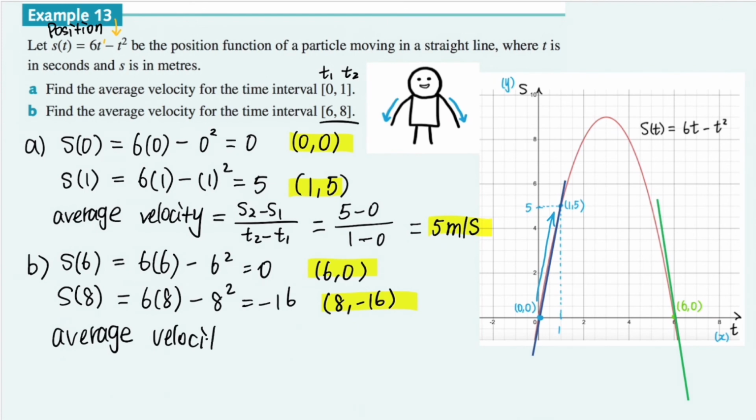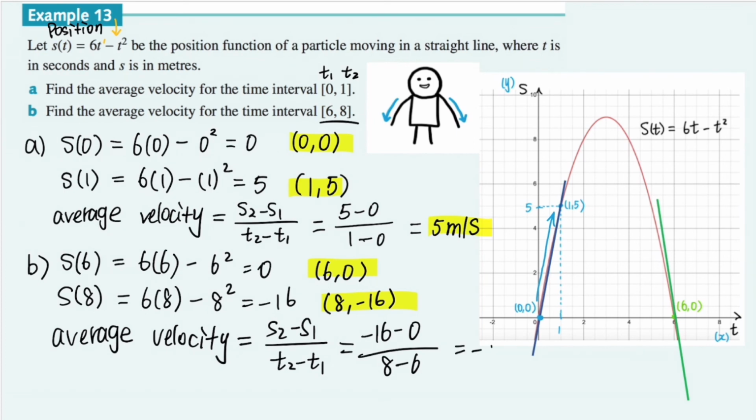Using these 2 points, we're going to find the average velocity for the time interval between 6 and 8. So average velocity is equal to s2 minus s1, change in position, over time elapsed, t2 minus t1. And it's going to be negative 16 minus 0 over 8 minus 6, and this turns out to be negative 8 meters per second. So as you can see, this green secant line denotes the motion during this time interval. And the reason why the average velocity in this case is negative is because our particle is moving in the opposite direction, which makes sense.